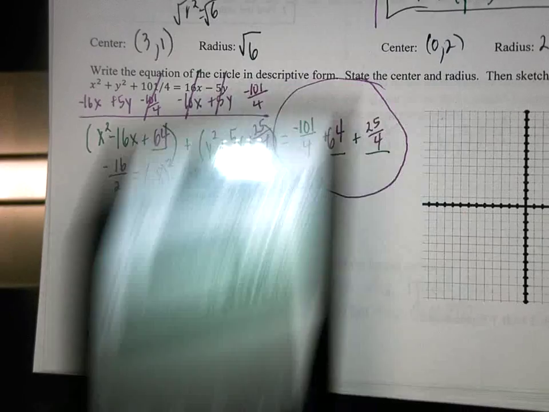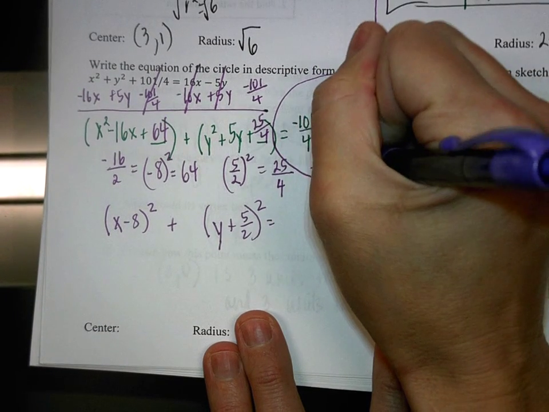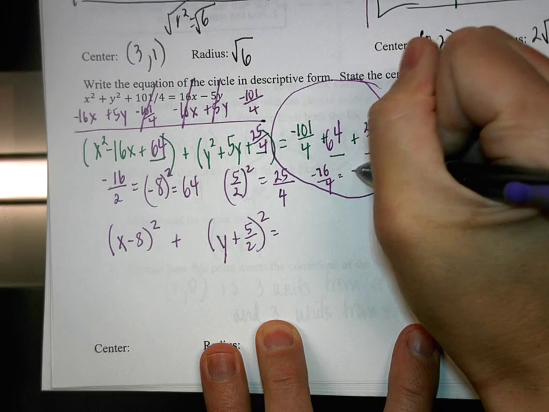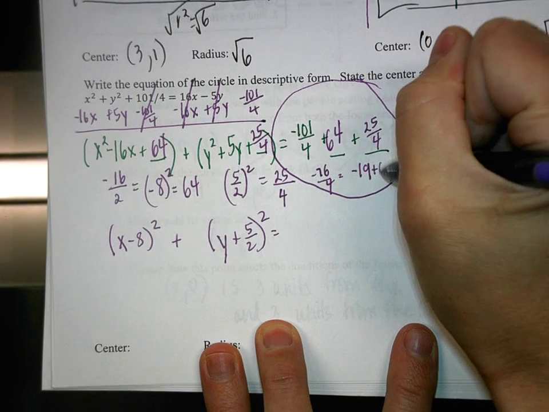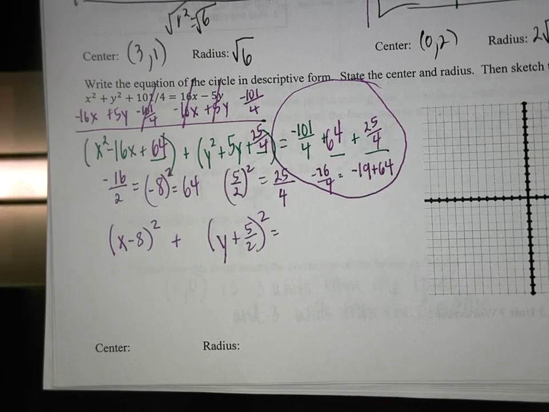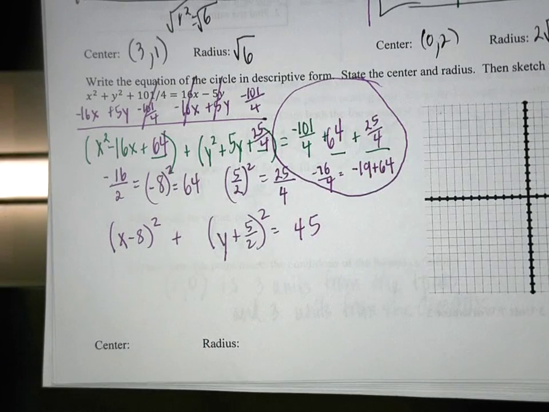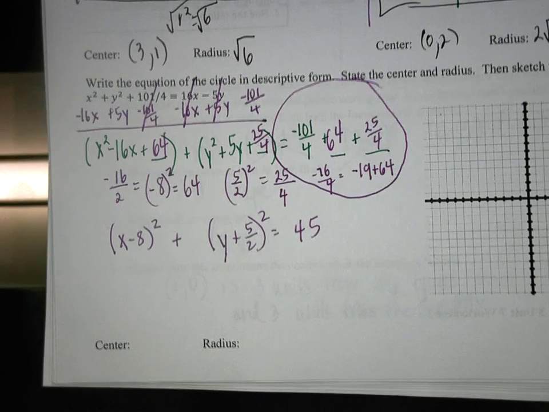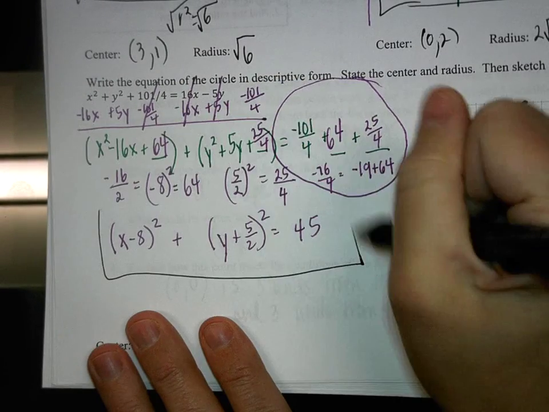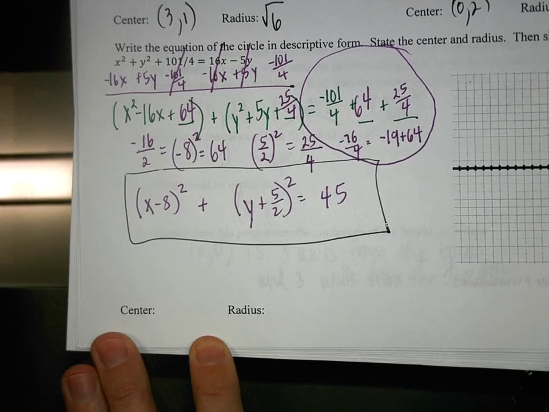Yes. Okay, so that means that negative 101 plus 25 made negative 76 over 4, and negative 76 over 4 made negative 19, and then I have negative 19 plus 64. And so negative 19 plus 64 makes 45. Okay, so now I have my equation in descriptive form, which allows me to find the center. What is my center here?